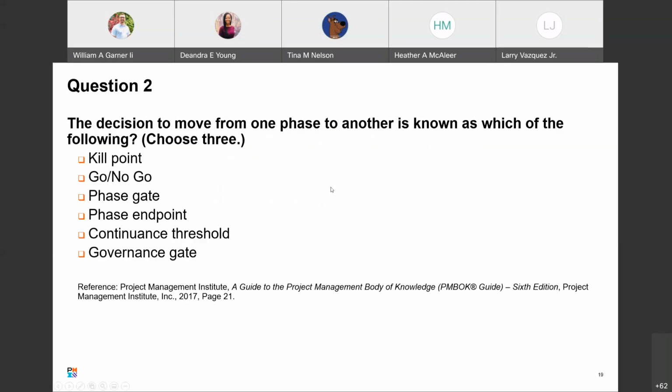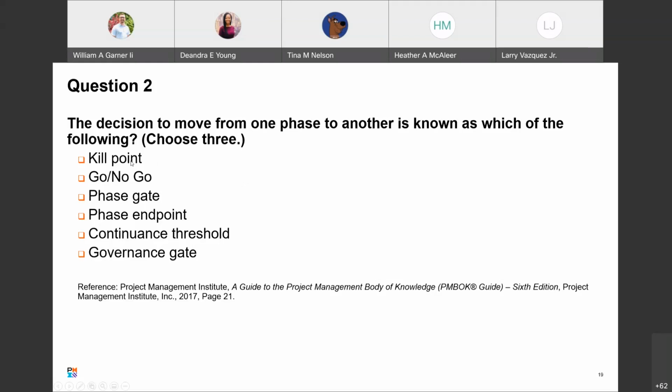How about another one? Question two. The decision to move from one phase to another is known as which of the following? Choose three. Kill point, go, no go, phase gate, phase endpoint, continuance threshold, governance gate. 1, 3, 6, I've seen. 1, 3, and 6. 1, 2, and 3, thank you. Nice.